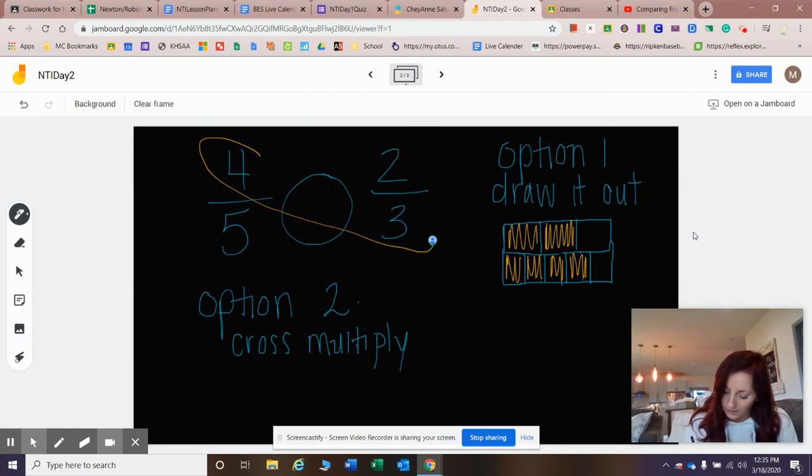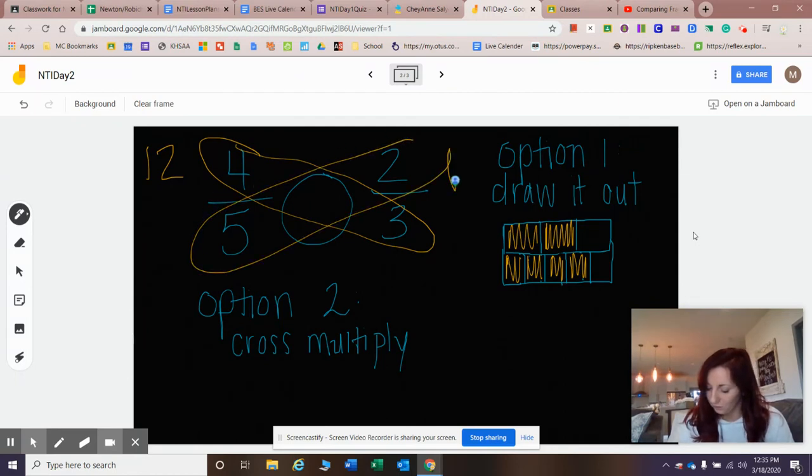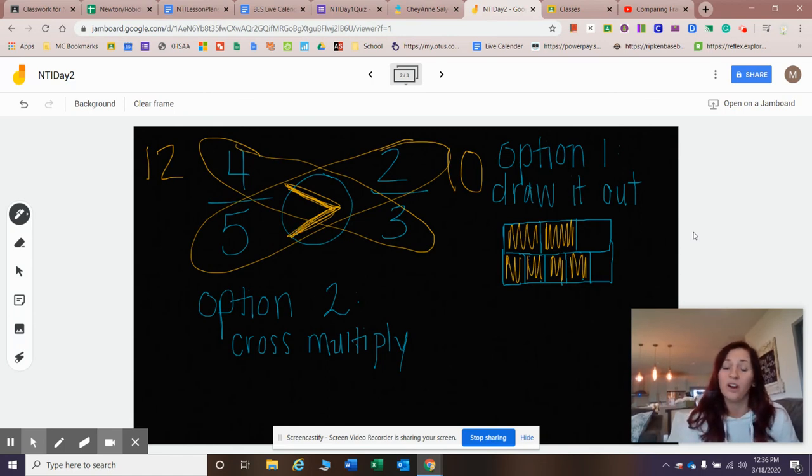4 times 3 is 12. Then we have 2 times 5 is 10. Those were really close, but we again know that 12 is greater than 10. So we would read this as 4/5 is greater than 2/3. So far, we can tell which option is the safer bet, option 1 or option 2. Which one should we definitely know how to do? Option 2, for sure. I'm glad we're on the same page.